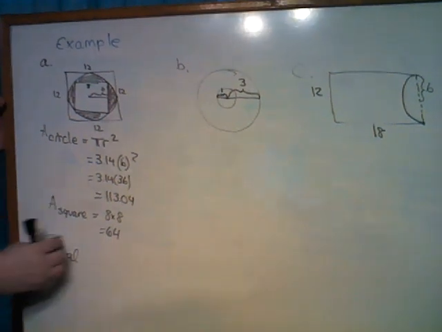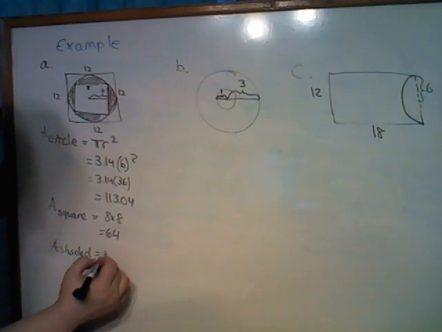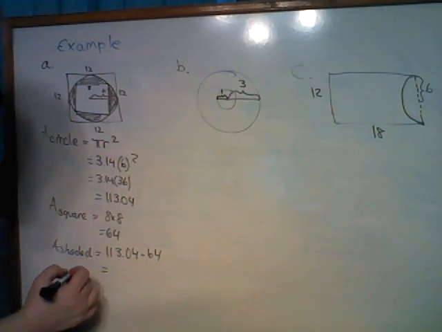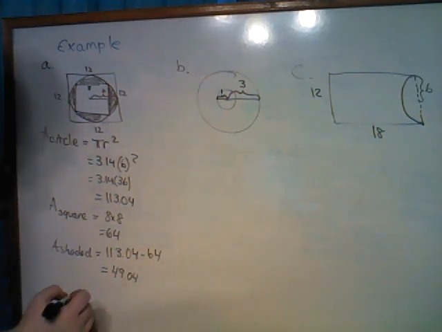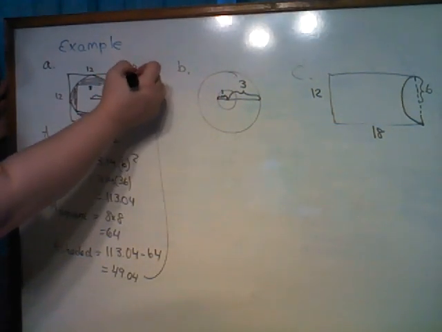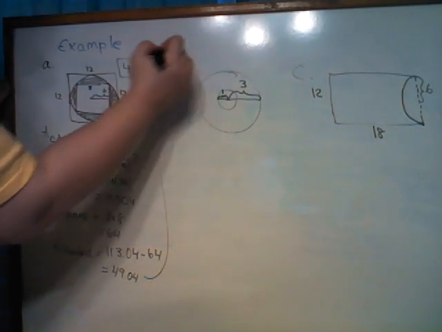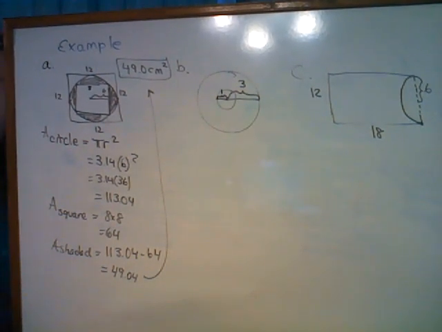So in order to get just this part, I'll use what's in your notes, area of the shaded. You're going to do 113.04 minus 64. And you're going to get your answer. You're going to get 49.04, which is, and I'm running out of room here, 49.0 centimeters squared for that one. Okay, so again, I found different parts, subtracted the square from the circle to just get the part that's around it.